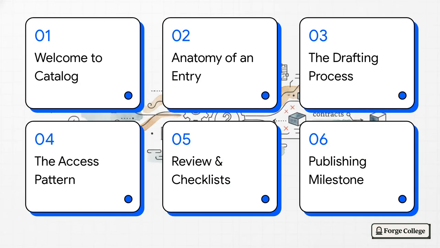Here's our quick blueprint for today's explainer. 1. Welcome to the catalog. 2. Anatomy of an entry. 3. The drafting process. 4. The access pattern example. 5. Peer review and checklists. And finally, 6. Publishing your milestone. Let's dive right in.